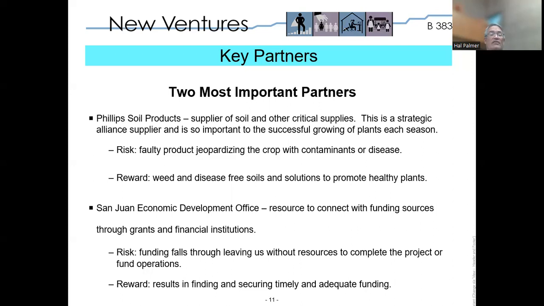So, but the reward is finding secure and timely funding to help us get things started. So one thing, as I examine these partners and see their risk and reward, the risk is great enough that you probably ought to have a plan B or a backup partner in case this partnership doesn't actually pull through for you, because it's these very important key steps. And if they failed, you've got to quickly adjust.